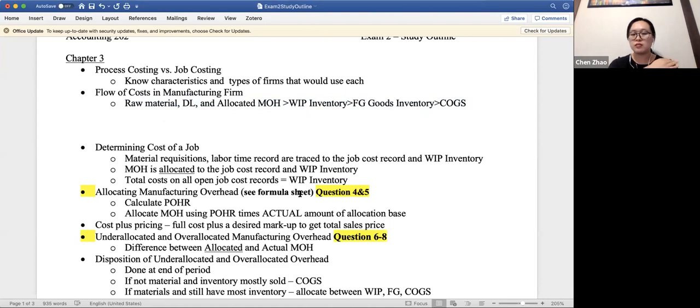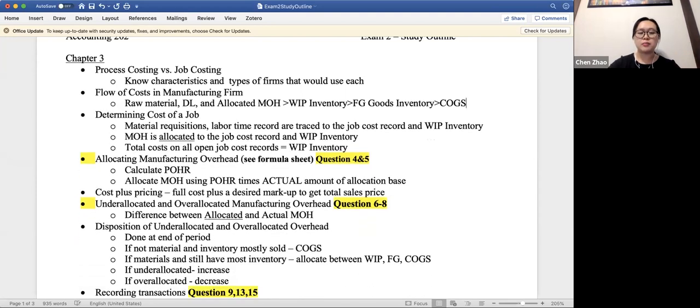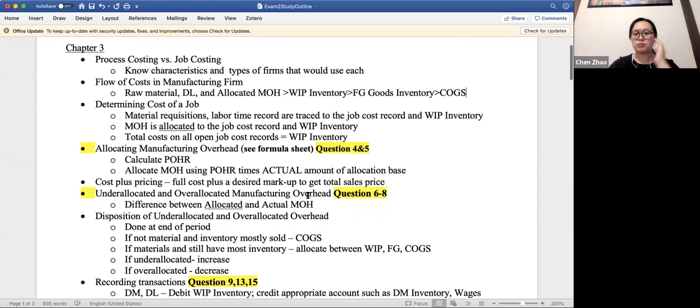Inventory is on the balance sheet, right? So raw material, work in progress, and finished goods are under inventory on the balance sheet, while cost of goods sold is on the income statement, right? So this is the flow of cost. It starts from inventory and then eventually goes to the income statement, okay? This is the flow of cost in the manufacturing firm that you need to keep in mind.